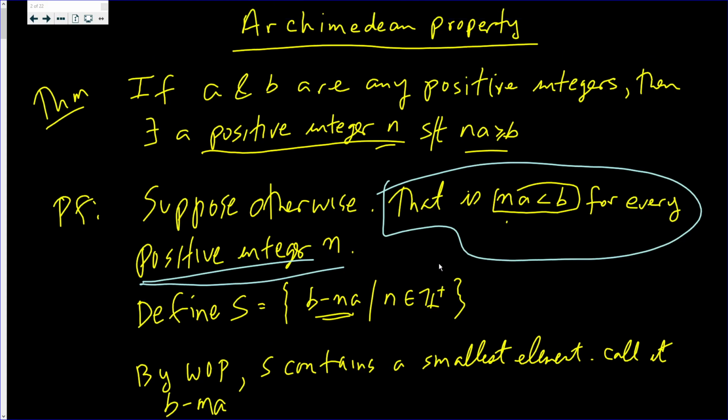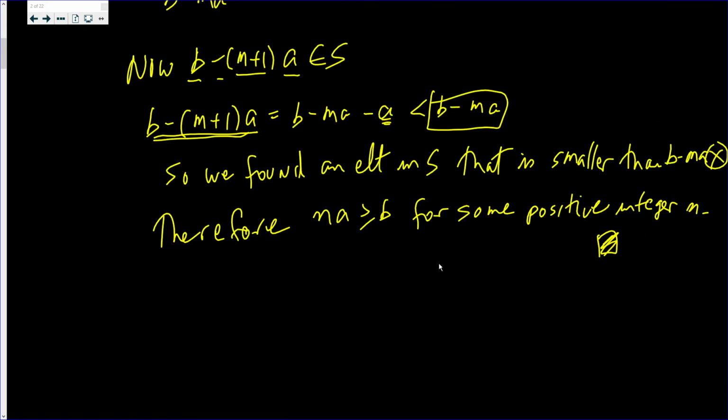We wanted to prove, given a and b, that there is a positive integer n such that this is true. And that's just what I did. I showed that's true for some positive integer n.